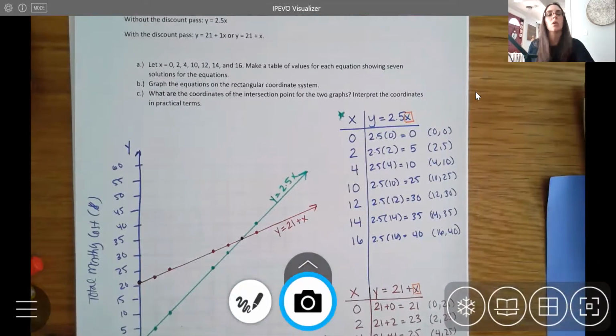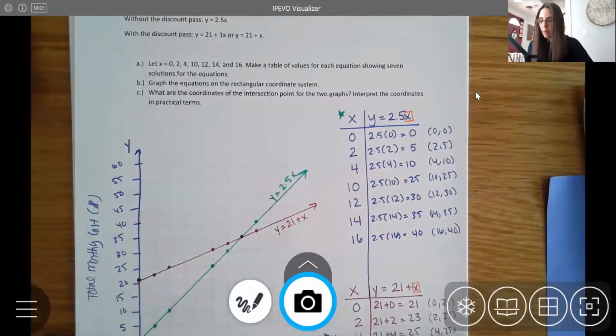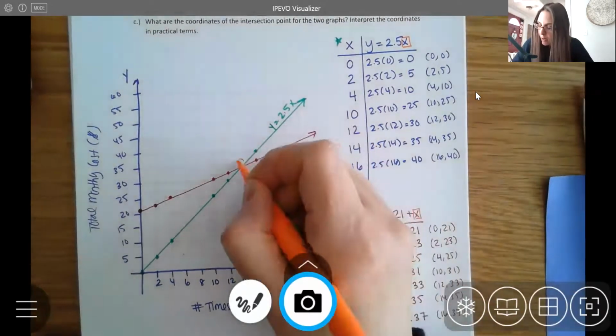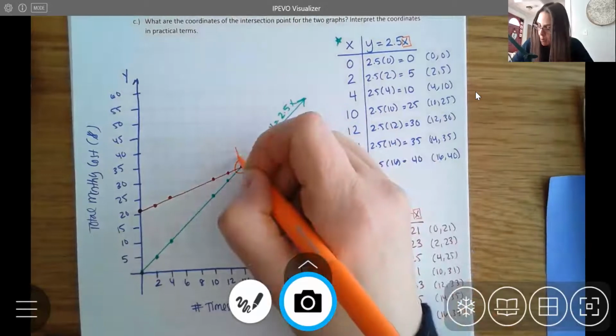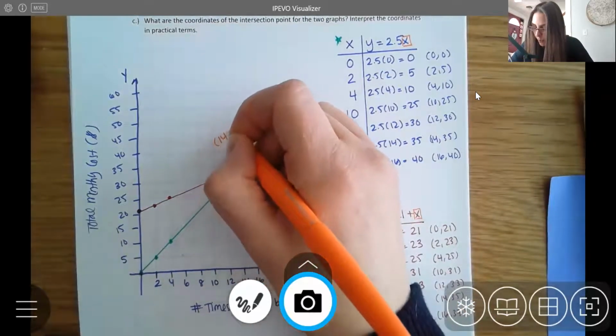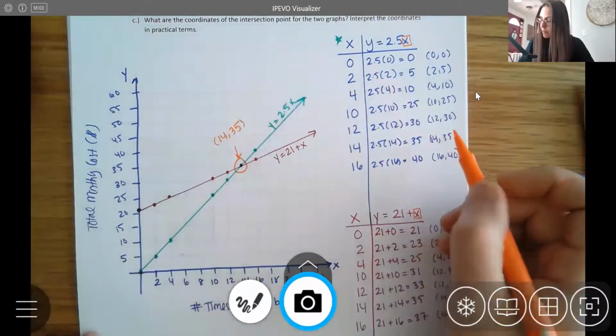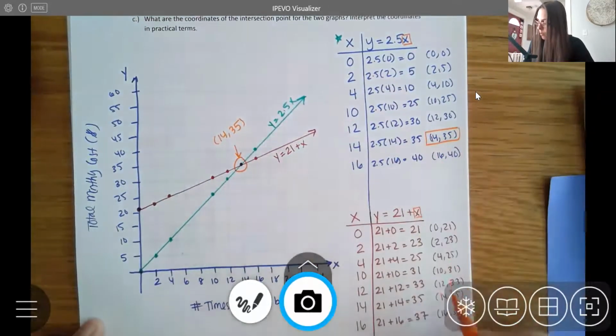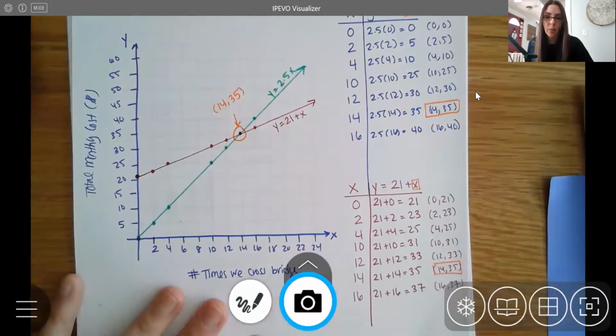All right, last question. What are the coordinates of the intersection point of the two graphs? So that means where do those two graphs cross? And we can see pretty clearly they cross right here, right? So that point happens to be the point 14, 35. And I can also see it in my table. So you may have noticed already that that same point repeated itself. So that's your intersection point of these two lines.